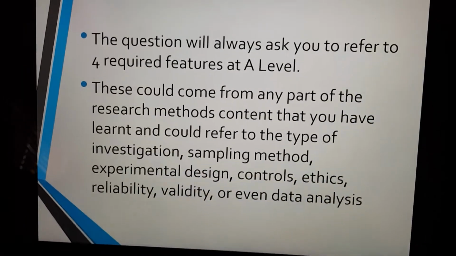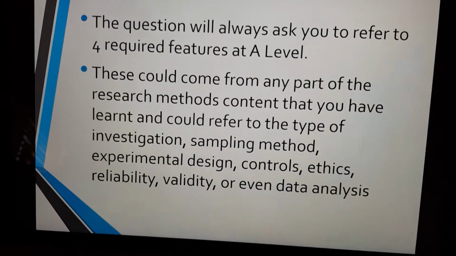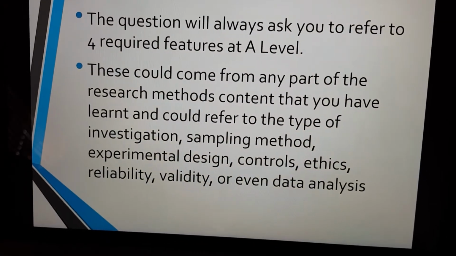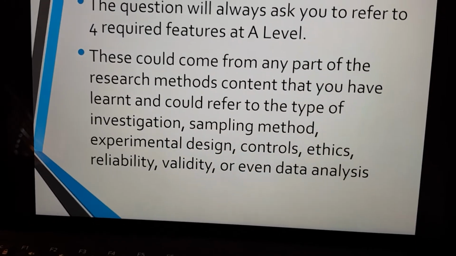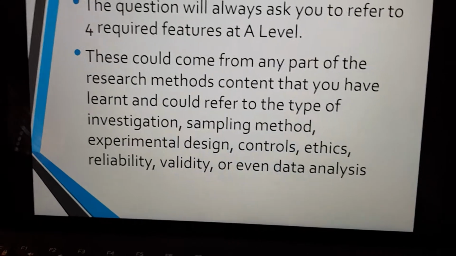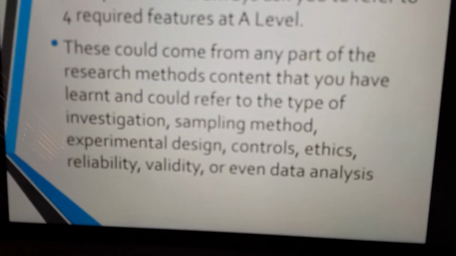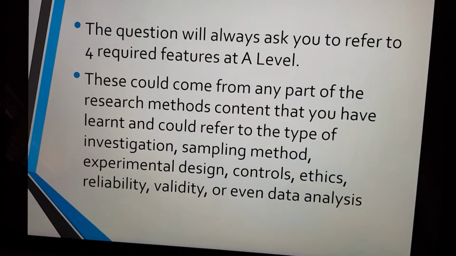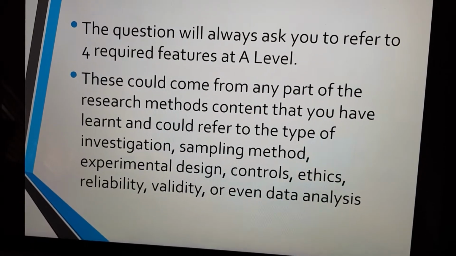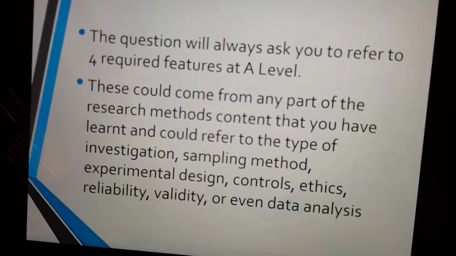So, as I said earlier, those 4 required features could come from anything. It could be about the sample, it could be about the research method, it could be about the experimental design. It might ask you to put some controls in. It might be about ethics. It might even be how you would analyse your data. Okay, so it might draw on your knowledge of statistics. So you have to be prepared to expect anything, okay, on this particular question.